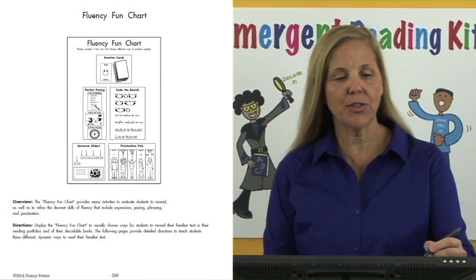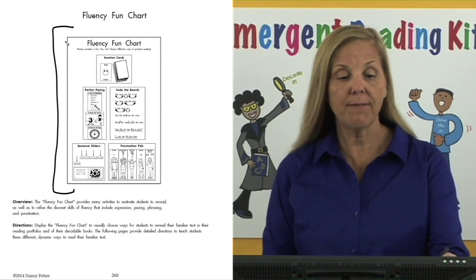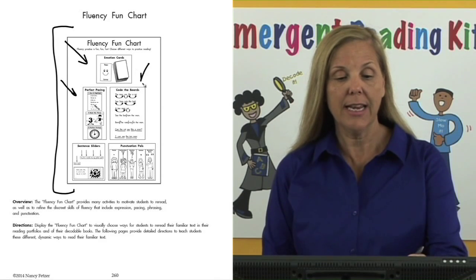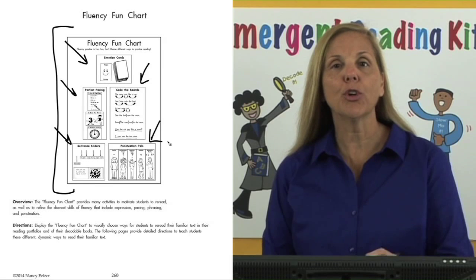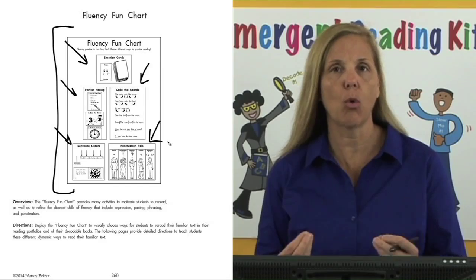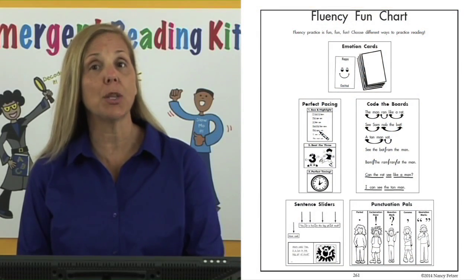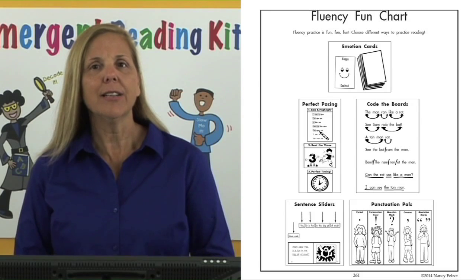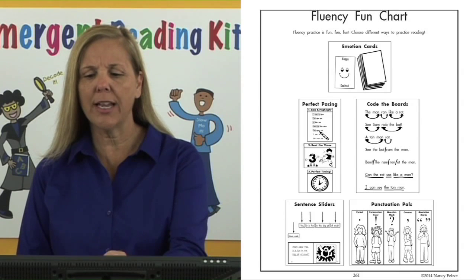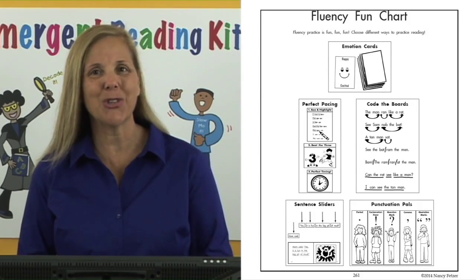On page 260 is the Fluency Fun Chart that displays 5 different activities in this chapter for your students to use in order to develop all of the skills for fluency. On the following page, page 261, is the black line master of this chart. Now let's go into this chapter and look at each one of these activities so I can explain to you how you teach them to your students.